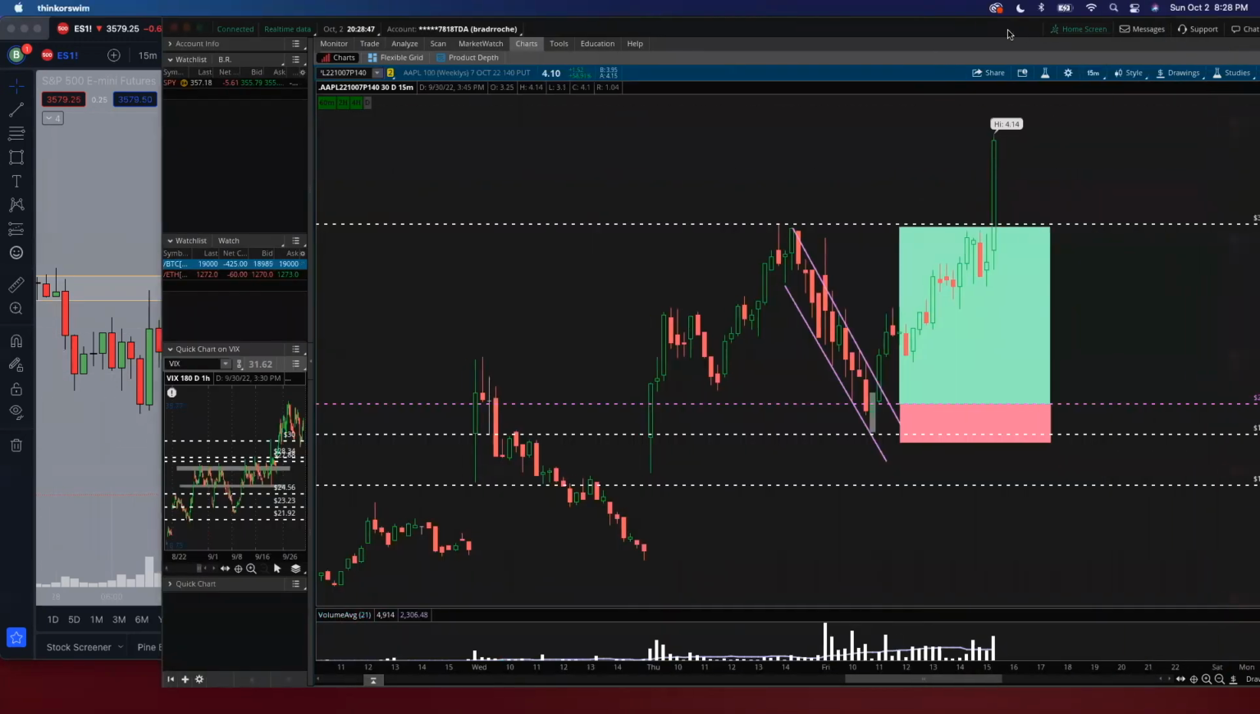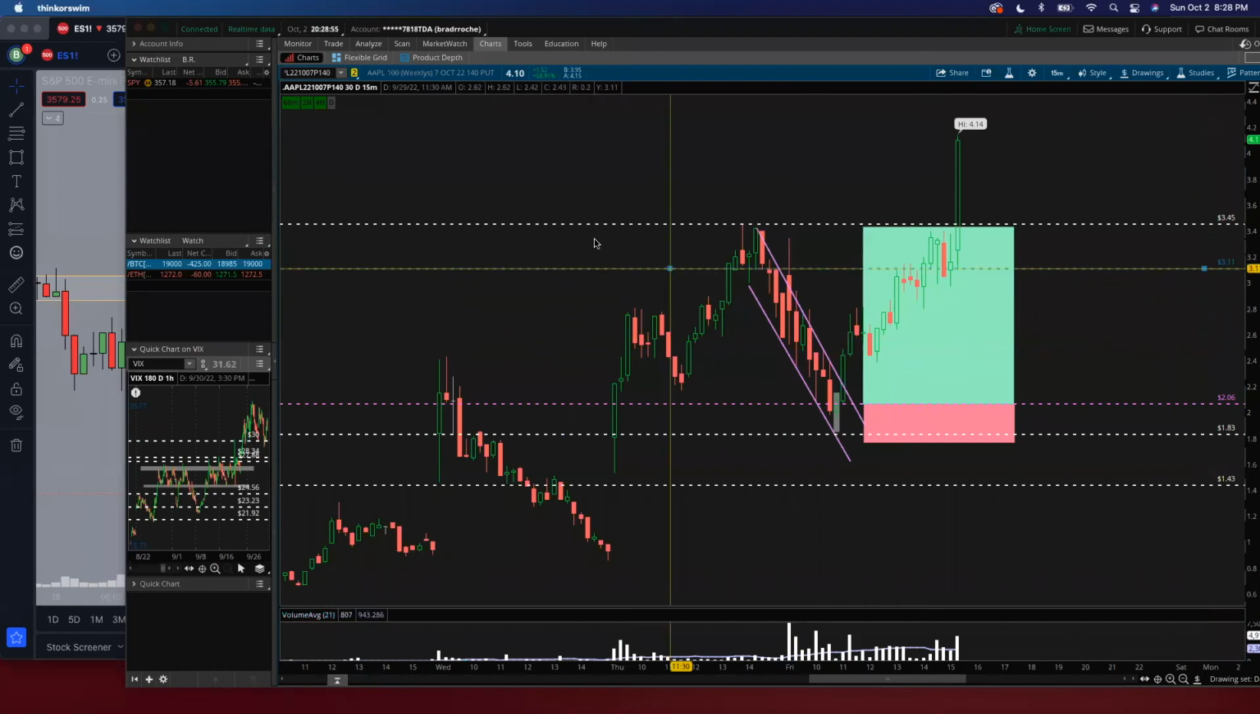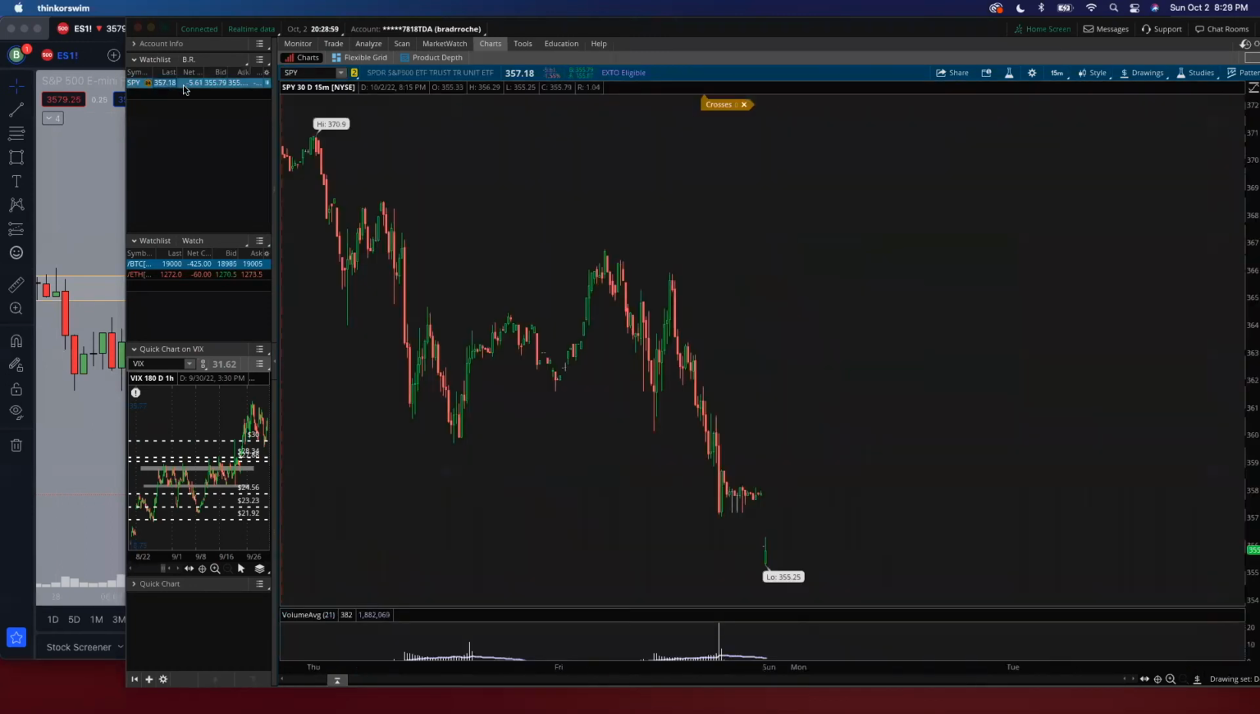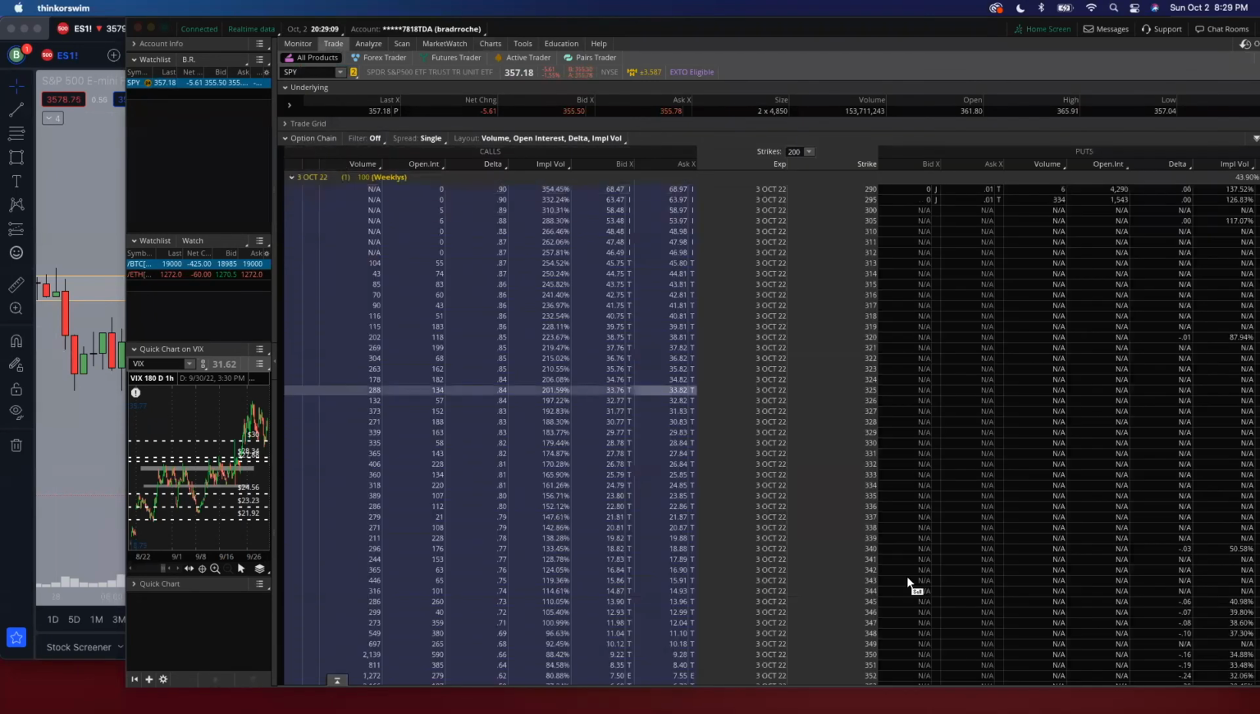Let's go to the actual charts. So this is ES. It's the same as SPY, S&P 500. It's just the futures. That's how I like to trade SPY. I chart it on the futures. Okay, so we go to SPY. Now let's look at tomorrow's. I don't trade 0 days to expiration. So what am I going to do? I'm going to go look at the next following expiration, which would be tomorrow.